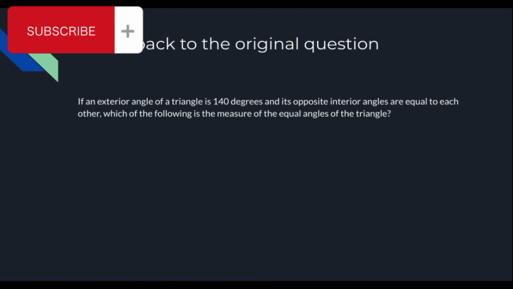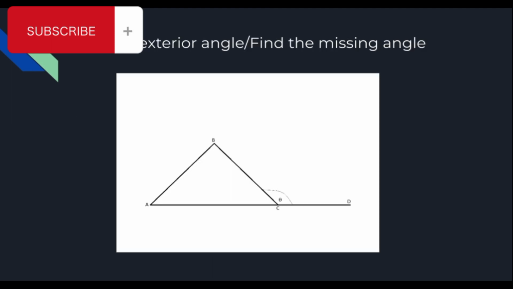And so going back to the original question, if an exterior angle of a triangle is 140 degrees and its opposite interior angles are equal to each other, which of the following is a measure of the equal angles of the triangle? So to use this as an example, let's say this particular angle is 140 degrees. So the opposite interior angles will have to be A and B. The angles are here and here.